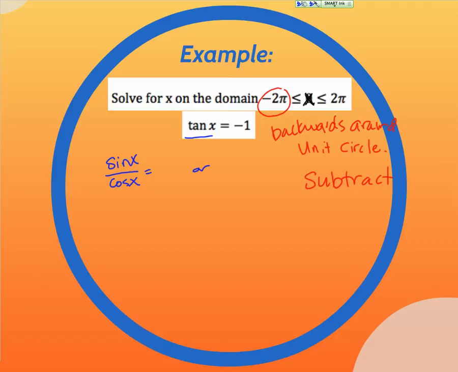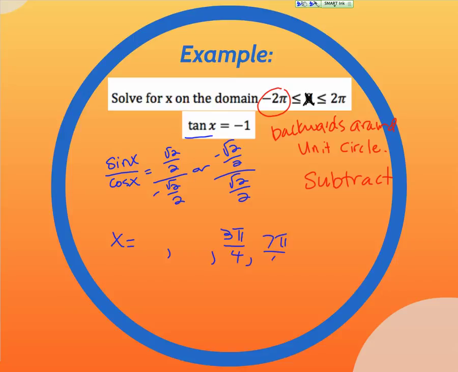So I'm looking for root 2 over 2 divided by root 2 over 2, making one of them negative, or the first one could be negative. So that's what we're looking for. Sine and cosine both being root 2 over 2, but being opposite signs, positive and negative. So where do you guys find that on the unit circle? All right, the first one's at 3 pi over 4.